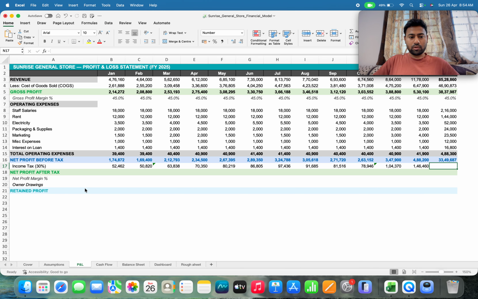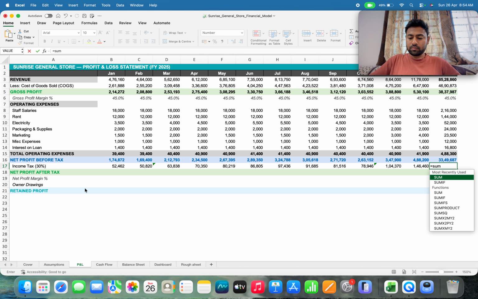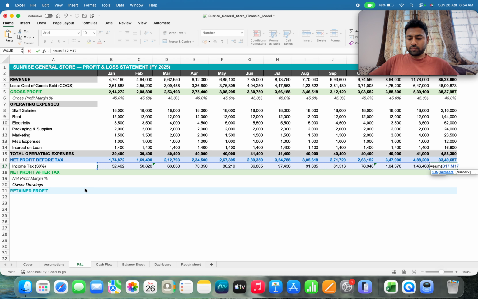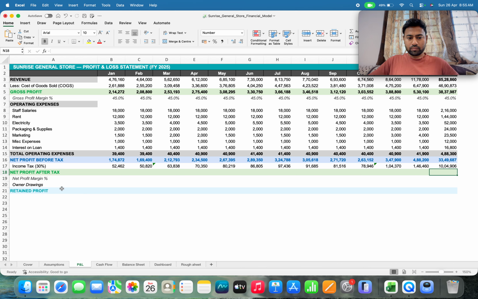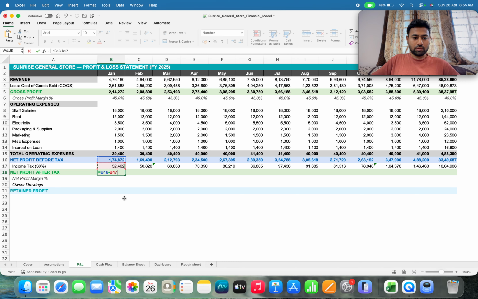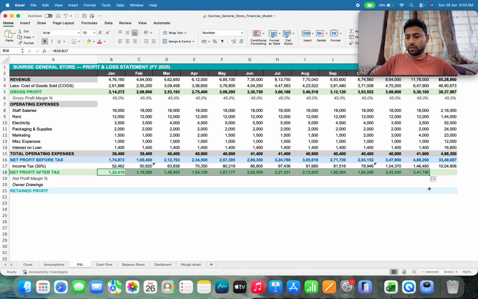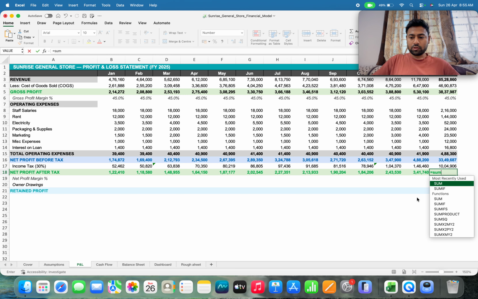Now we will total this amount. We will get the total income tax paid in this year. Sum. Now we will calculate the net profit after tax by subtracting, net profit before tax is equal to, minus, we'll get the net profit amount. We'll simply drag this from here to here and do the summation here.